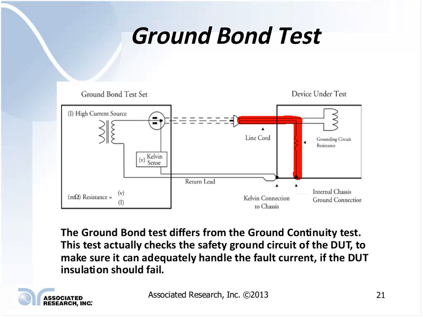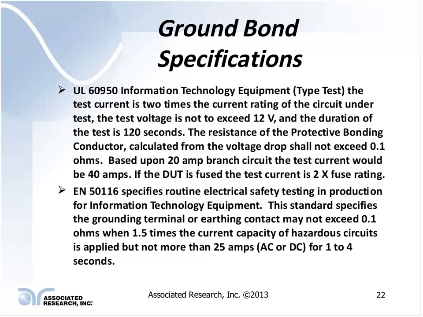Why is there a difference? Well, it depends upon whether I have a permanently attached line cord or one that's removable. If I have a removable line cord, the maximum resistance of my ground circuit typically cannot exceed 0.1 ohms. If it's a permanently attached cord, then I can go up to 0.2 ohms.